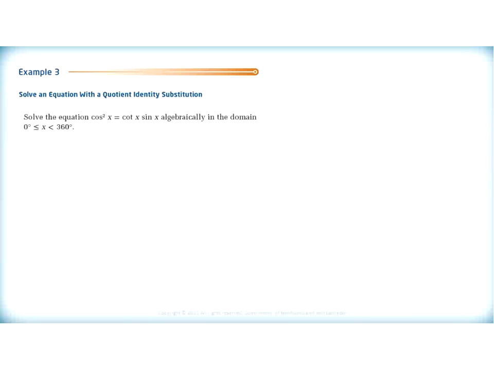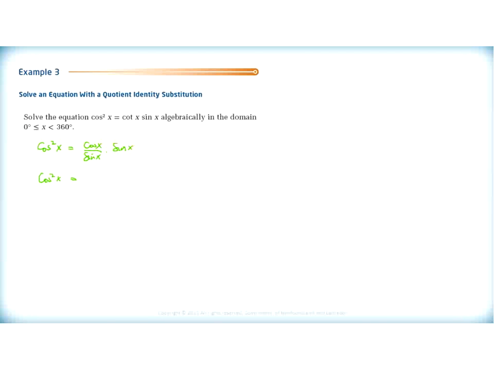So because of that, 2 pi is not a solution. Okay, example 3. Solve the equation cosine squared x equals cotan x times sine x algebraically in the domain between 0 and 360. Let's do that.